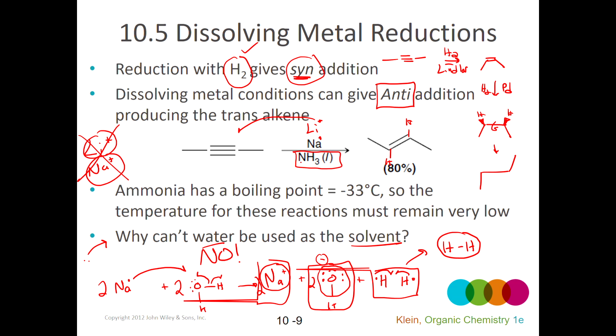Ammonia, though, is normally a gas at room temperature, so we need to cool this way down below the boiling point of ammonia so that it'll actually be in the liquid form, and it'll be able to mix and dissolve everything and facilitate the collisions in the liquid state. Right, so there's some caveats in this reaction that we want to be aware of.